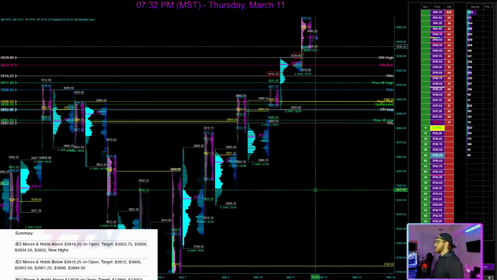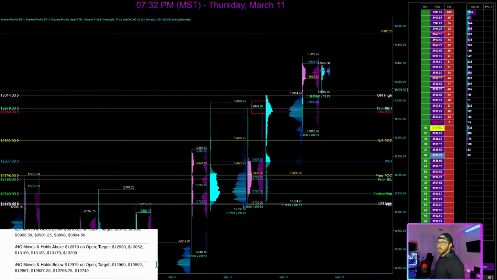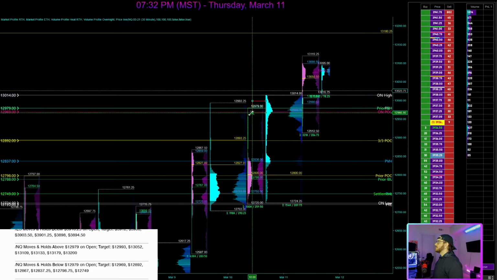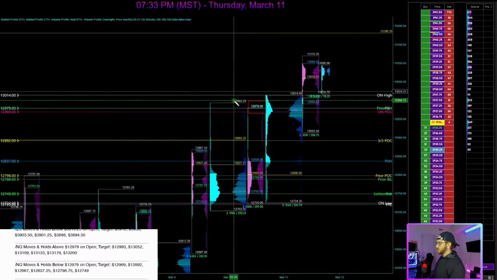So let's move on into the NQ targets and the NQ profile here. Scrolling down a tad, we can see that the line in the sand once again was 12,979. Have this level marked off. The first upside target that was hit was 12,993. That was indeed hit in the initial balance.